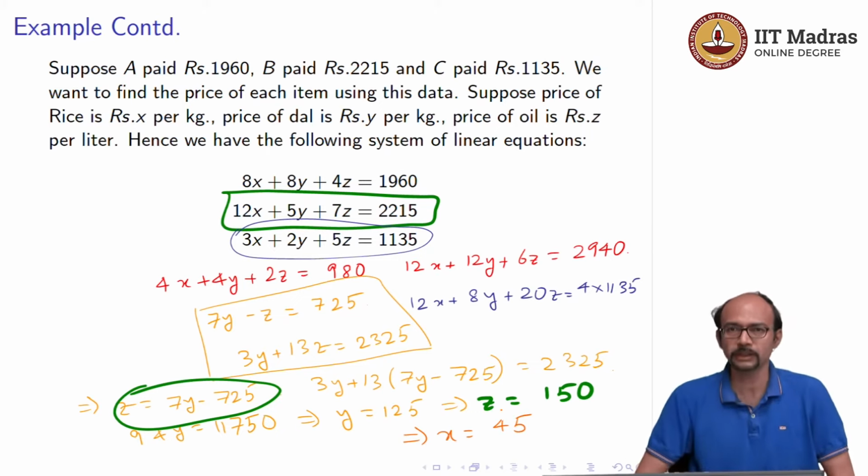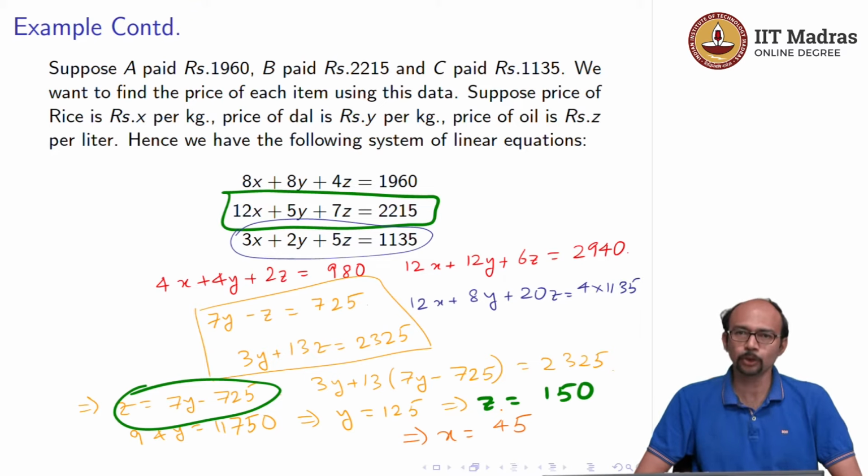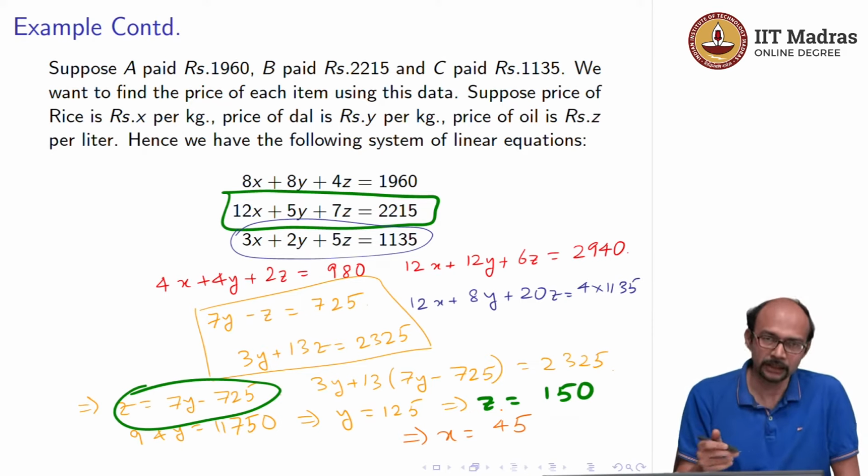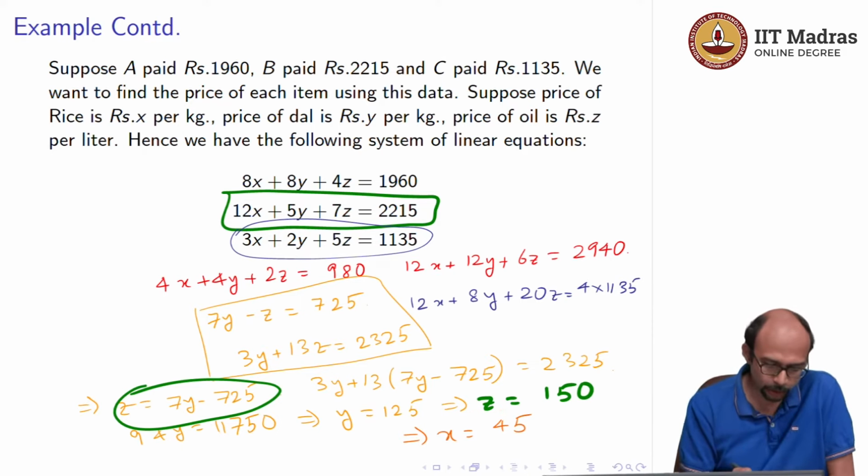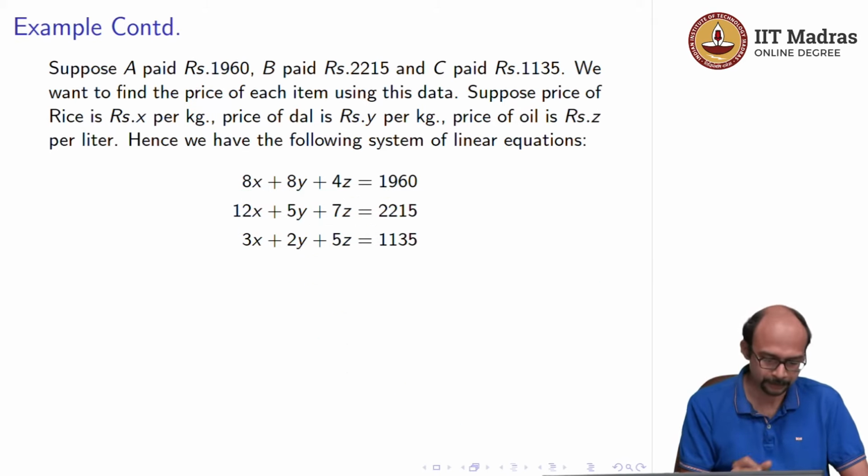So what was the point of this? We had a real life problem involving some costs. We used some unknowns to denote the things that we wanted to compute, and then we had three linear equations in those three unknowns, and we solved this system of linear equations. We computed that x is 45, y is 125, and z is 150, which means the price of rice is rupees 45 per kg, the price of dal is rupees 125 per kg, and the price of oil is rupees 150 per liter. I hope this convinces you that solving a system of linear equations is something useful.